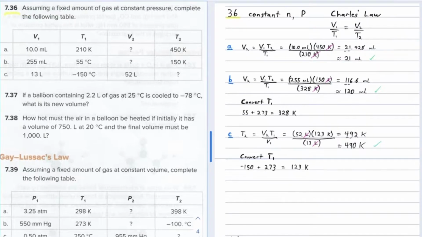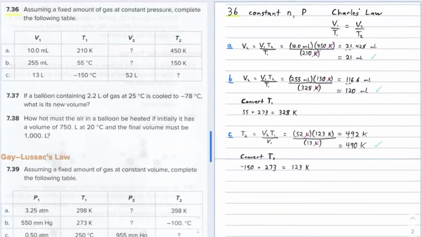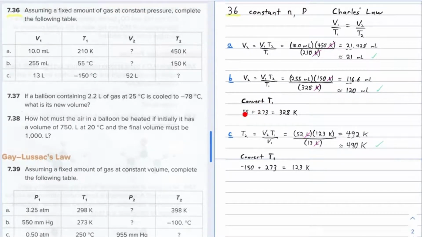In part B, we're solving for V2 this time. And we're told everything else, but we have T1 in Celsius. So we got to convert T1. Okay, so take that 55 Celsius, you add 273, and that's going to be 328 Kelvin. Okay, and so you're going to plug that in for T1, and then plugging in V1 and T2, the kelvins now cancel, and doing the math, you'll be left with milliliters and 116.6 milliliters, which rounds to 120 milliliters.